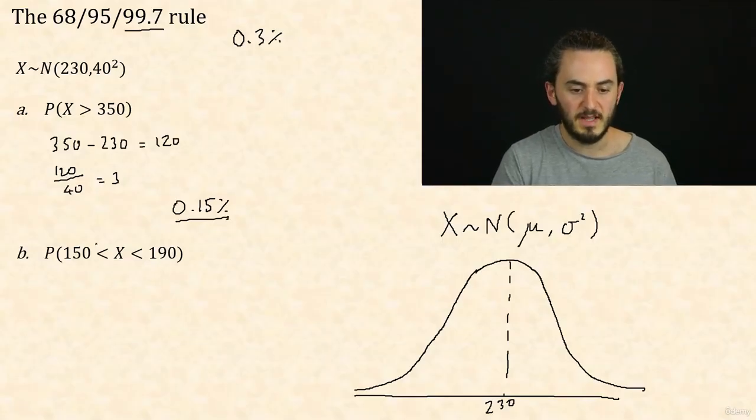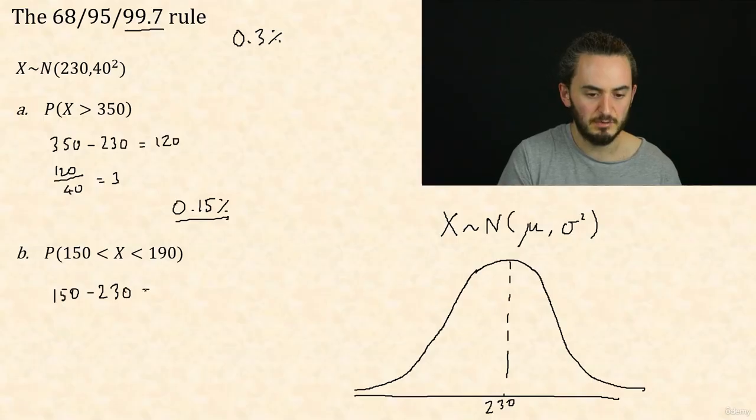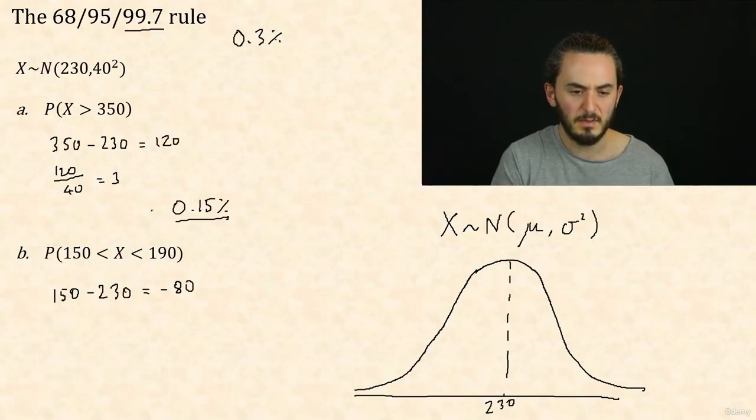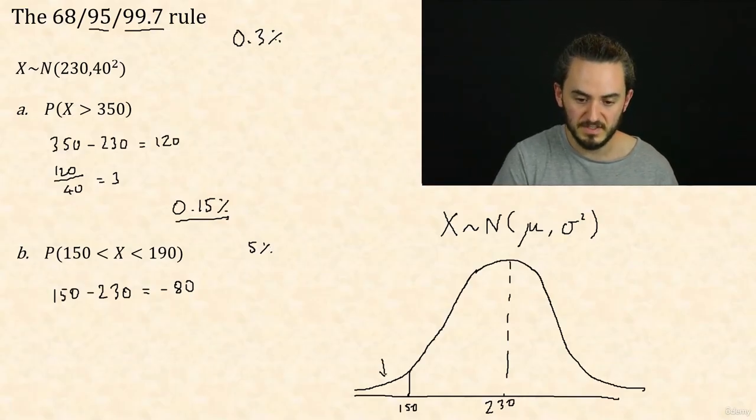What about this? What's the probability that X is between 150 and 190? Well, 150, how far is that below the mean? Well, if I do 150 minus 230, that's minus 80, and I can see that 80 is 2 times 40, that's 2 standard deviations below the mean. So 150 is here. Well, 2 standard deviations below the mean, I know that 95% is within 2 standard deviations, so 5% is further than 2 standard deviations, and half of that is on this side and half of that's on the other. So that's 2.5% here.